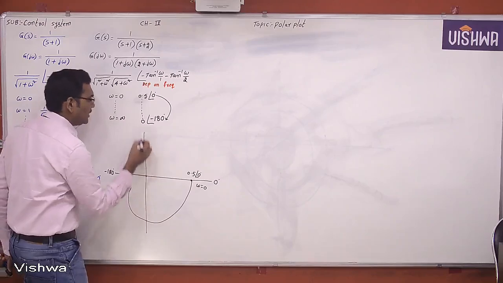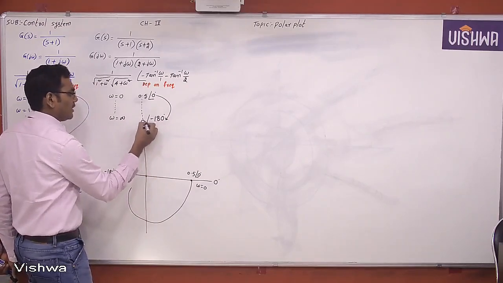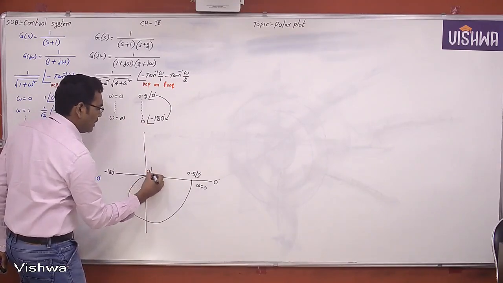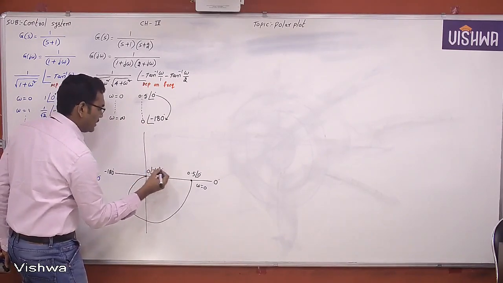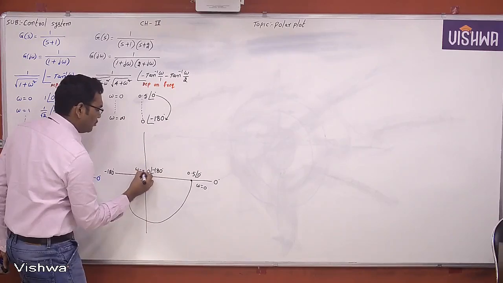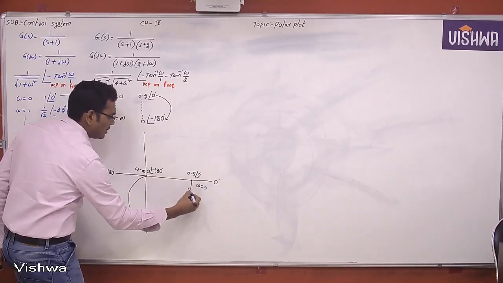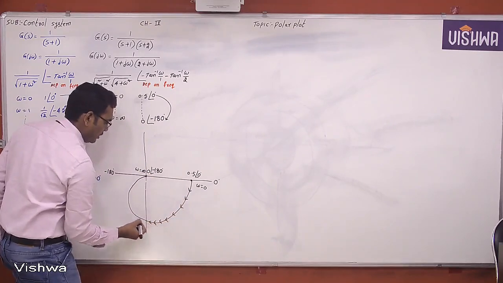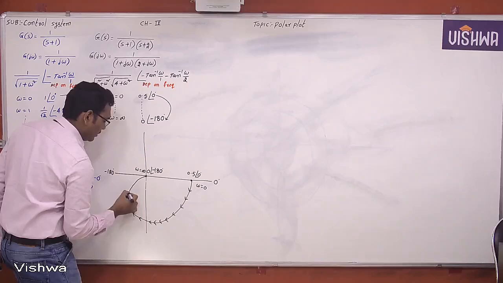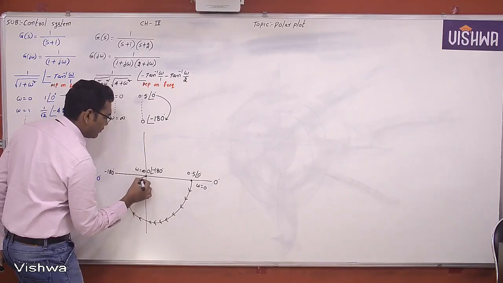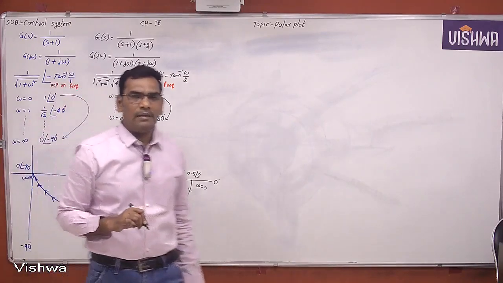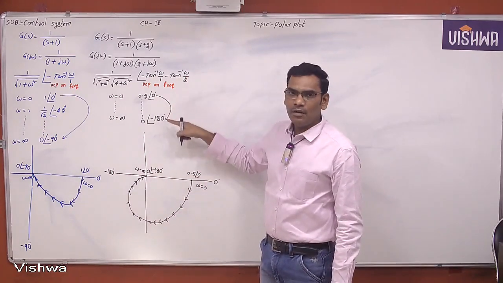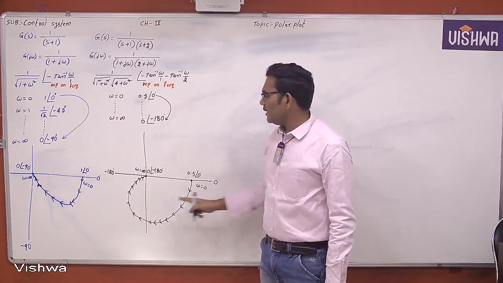At minus 180 degrees, what is the magnitude? The magnitude is 0, definitely it is at the origin. 0 at angle of minus 180 degrees when omega equals infinity. Now this is the direction as frequency is varied from 0 to infinity. Am I right or not? So magnitude, phase angle, omega 0, omega infinity, starting angle, ending angle.